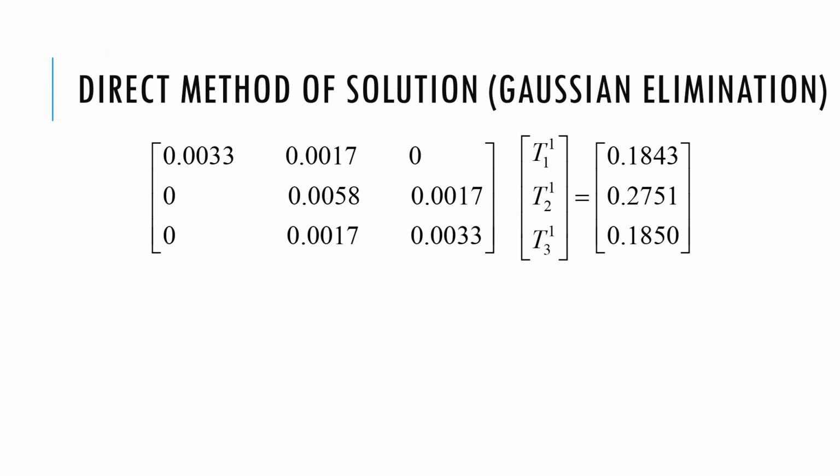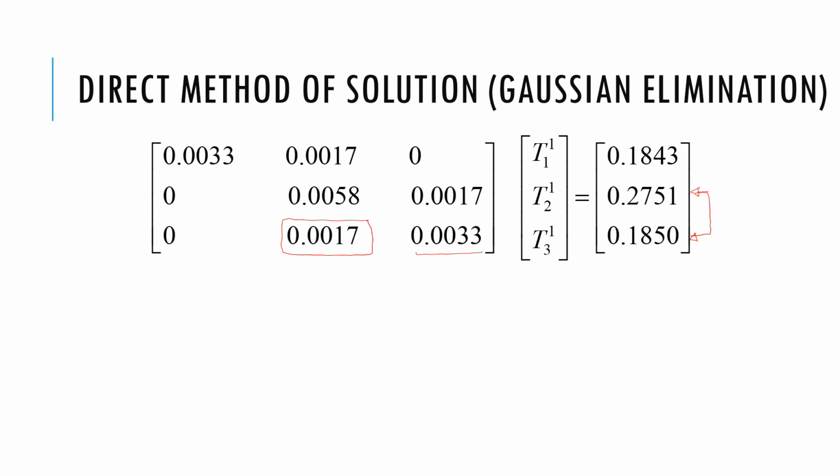Okay, so now we repeat the process with these two equations. From these two equations, we are going to try to eliminate the T2 from the last equation. So if we eliminate T2, then we're left with only T3 for that. So we can solve for T3. So how do we do that?